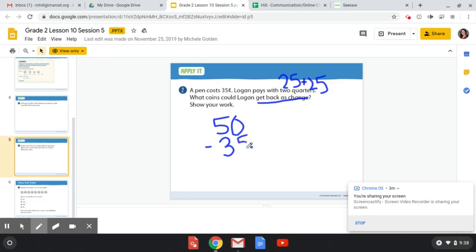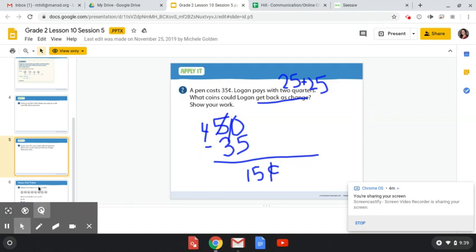Take a second to pause this video and solve that problem. When you're ready, click play. We can't subtract 5 from 0, so we have to borrow a 10 just like we practiced in school. So 10 minus 5 is 5, and 4 minus 3 is 1. So the answer that you should have gotten is Logan gets back 15 cents as change.